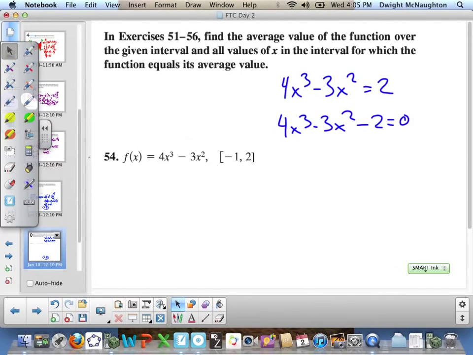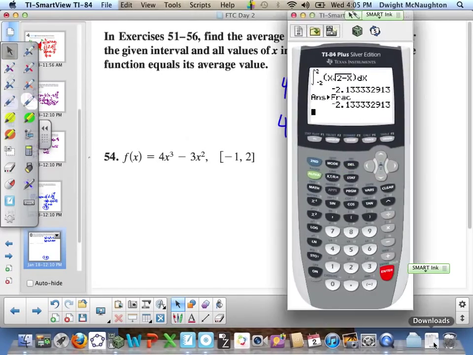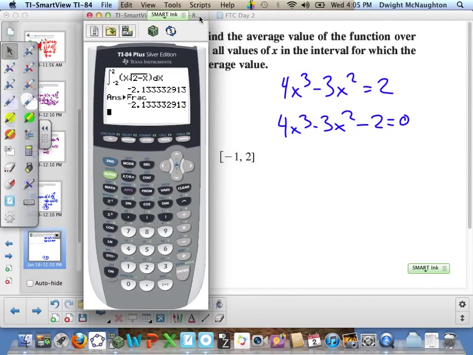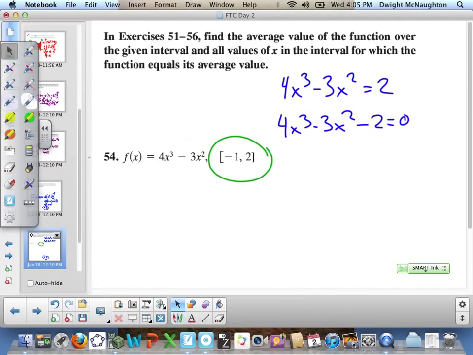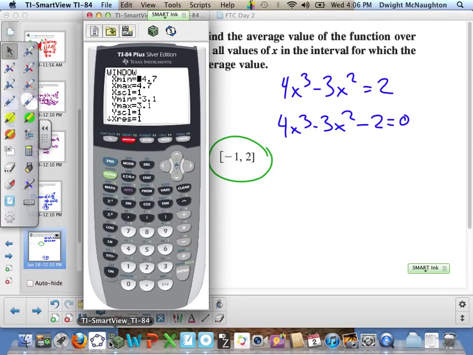This may be a good calculator-based problem. I'm going to use the solving feature, and I like to graph these. I'm going to graph 4x to the third minus 3x squared. Set that equal to 2. As I take a look at my window, keep a look at my range, my limits that they gave me in the problem. On my graph, those are my x values, so from -1 to 2.